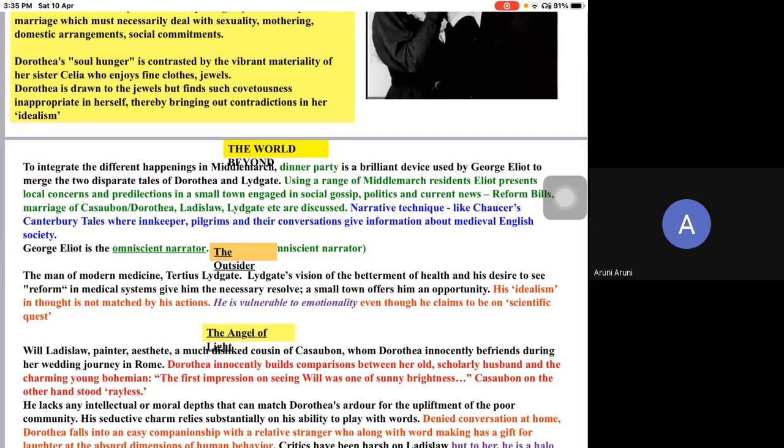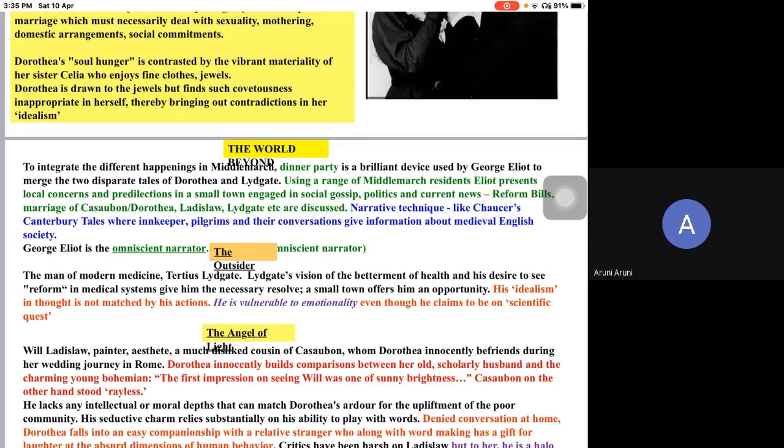And you get to see a good picture of the society at that time, painted through the words of these characters. The same sort of thing happens here during the dinner party, when a number of inhabitants of Middlemarch come together, and all their concerns, all the local news and gossip and everything is discussed.